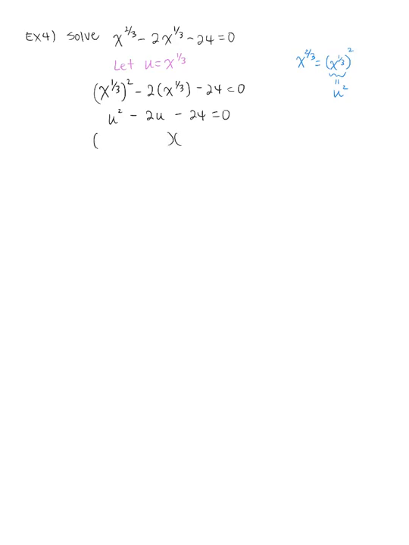Now, is this factorable? So let's check. Better have a u and a u. Sign's going to be plus or minus. What works? 6 and 4. So how about negative 6 and then 4? Would that work? Let's check real quick. We have u squared, then minus 6u plus 4u, and then minus 24. You got u squared minus 2u minus 24. Yep, so this is correct.